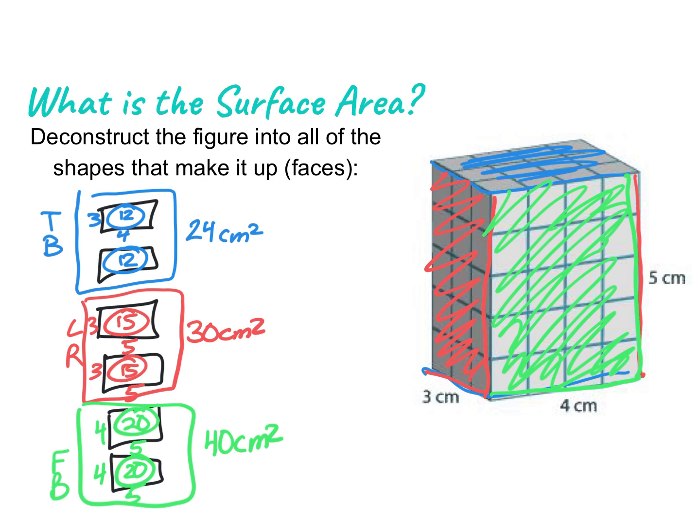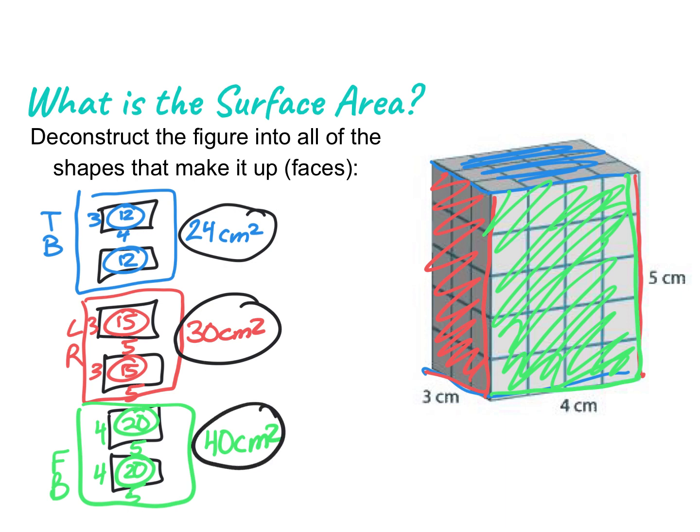Okay, so if I want to add my top, bottom, left, right, front, and back, this is my top and bottom, left and right, front and back. Now, I didn't have to make these. I could have just added each one of these 6 all together at the end, but I added these already. So I've got 94 centimeters squared. This is area, so it's centimeters squared. So what I did do, I took 24 plus 30 plus 40, and that gave me 94.